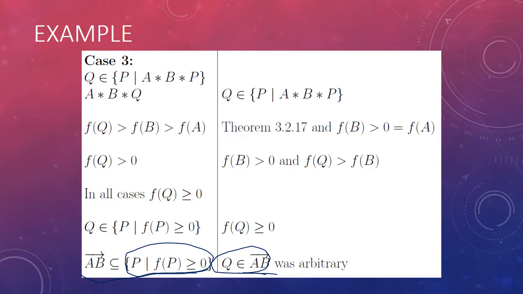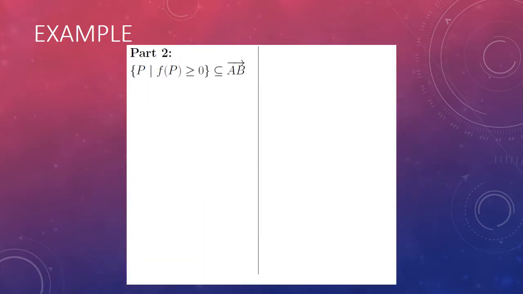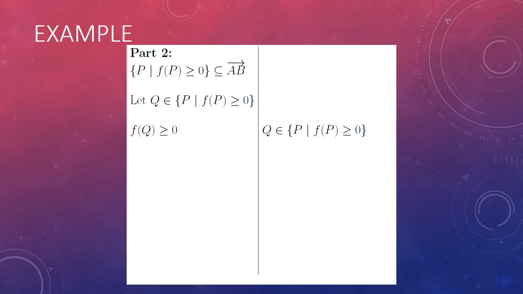So now we're ready to try to prove the other direction, and that's part 2. So now we need to start with an arbitrary element here and show that it has to be in the ray. This is actually a bit easier. So let's start with that. Let's pick an arbitrary element Q that's in there. Well, that tells us that f of Q has to be greater than or equal to 0 because that's the elementhood test there.